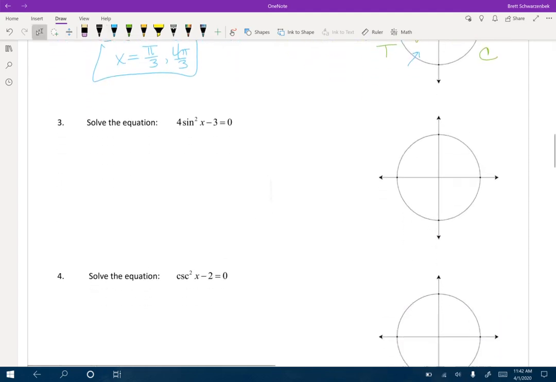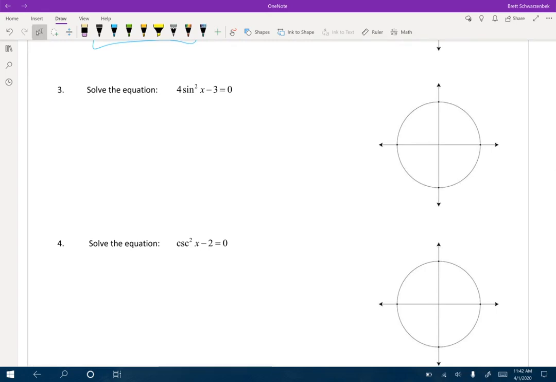Okay, so moving on to 3. This time we have 4 sine squared x minus 3 is 0. So we have a new addition to the problem, a squared term. Let's not get too intimidated. We still are going to have to solve for the sine of x. Just as if I was given this, we wouldn't do anything with that squared term until we get it by itself. We would need to take care of the negative 3 and the 4 beforehand.